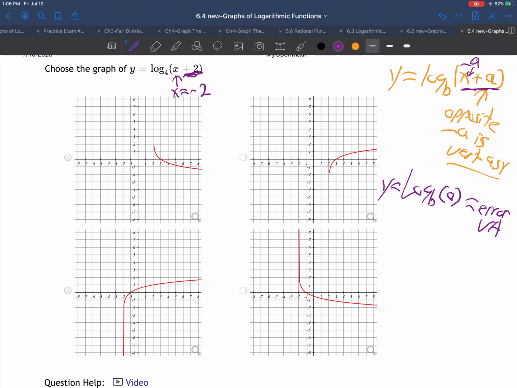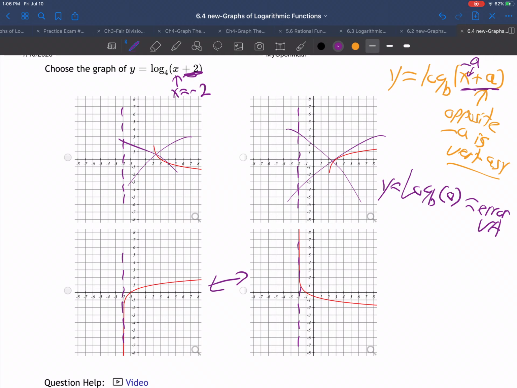Negative 2. So that means right here, negative 2 on each of these graphs. So which of those graphs are following negative 2 as a vertical asymptote guideline? These two, right? It's not this one and it's not this one. They're not following x equals negative 2 as a vertical asymptote guideline.